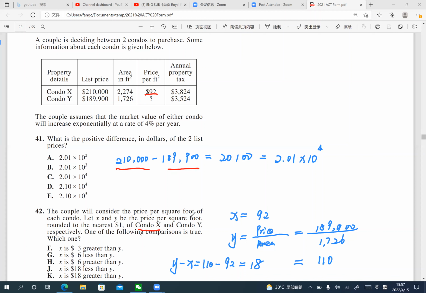And the price per square foot of condo Y should be equal to the price divided by the area. And the price is 189,900. And the area is 1,726. So divided by 1,726. After we do the calculation, Y equals 110. So X is 92, Y is 110. So we should choose option G. X is $18 less than Y, because Y minus X is 110 minus 92, which is 18.